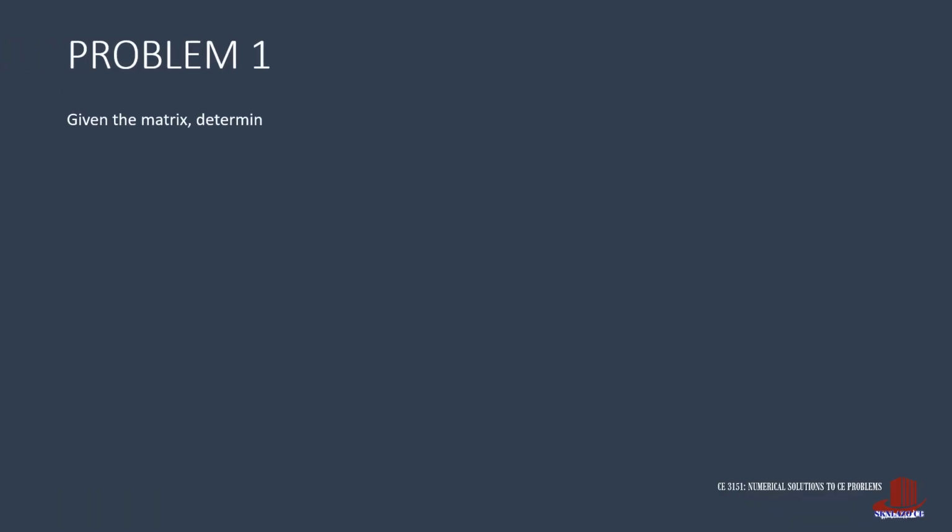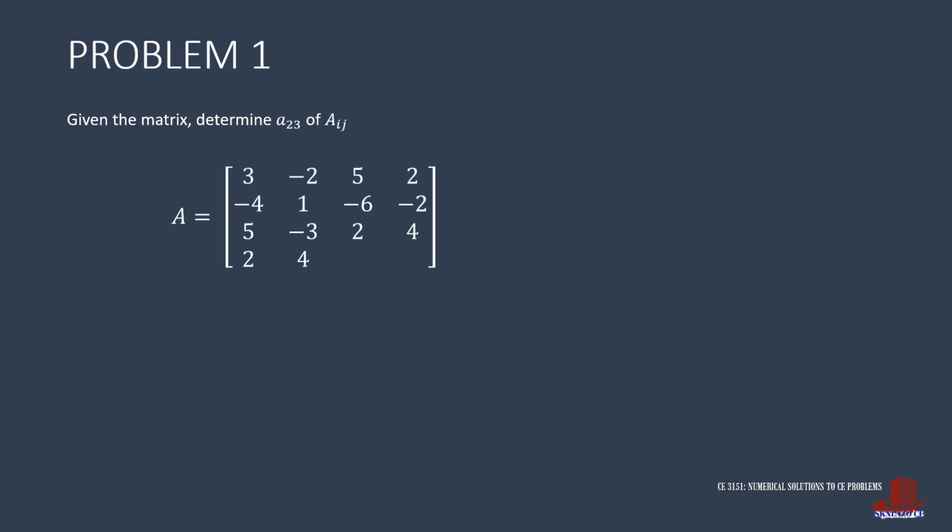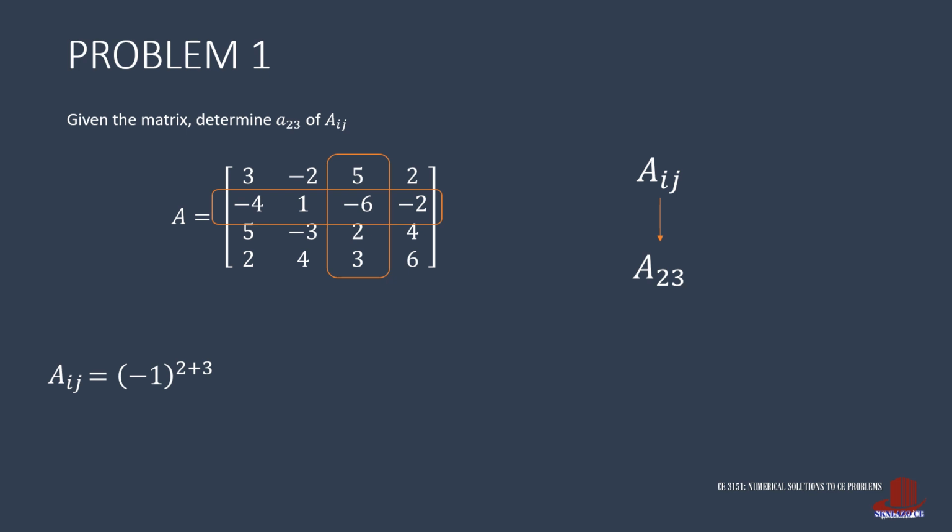The first problem asks for the element 2, 3 of the cofactor matrix given matrix A as shown. To solve the element directly, take note that Aij is analogous to A23, which is basically taking the second row and the third column as intersection, and then take the cofactor as it is the required operation. So after covering row 2 and column 3, the remaining elements are shown, and the cofactor is the scalar raised to the summation of the required element's location.